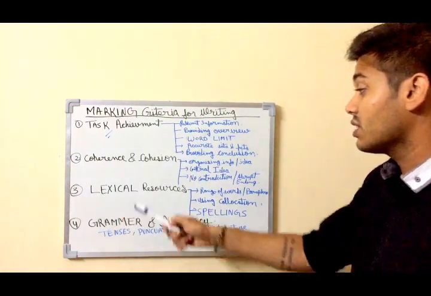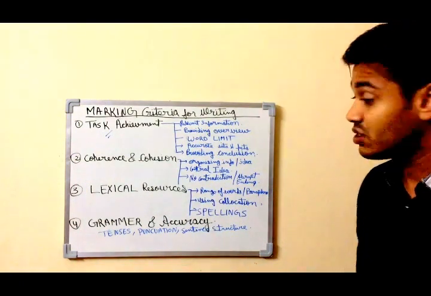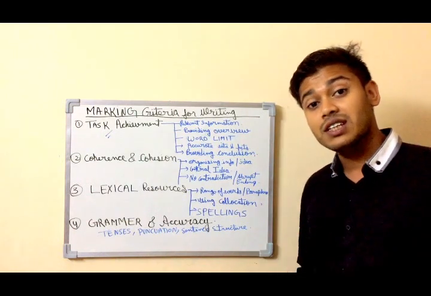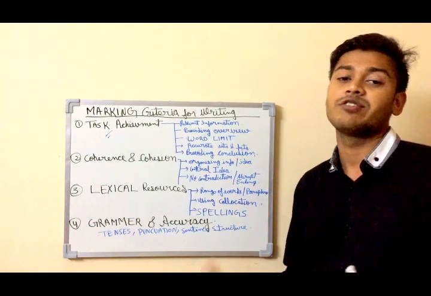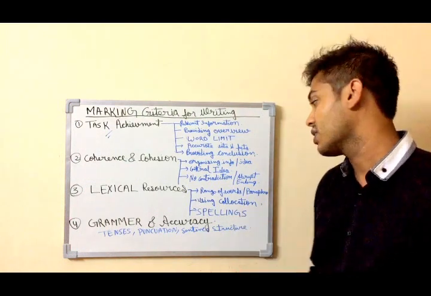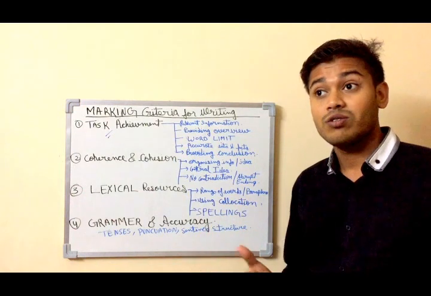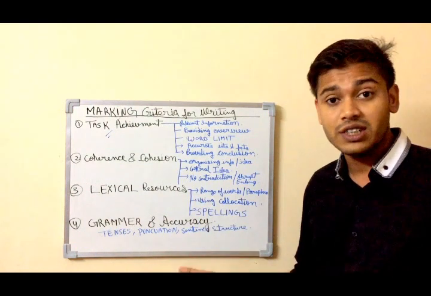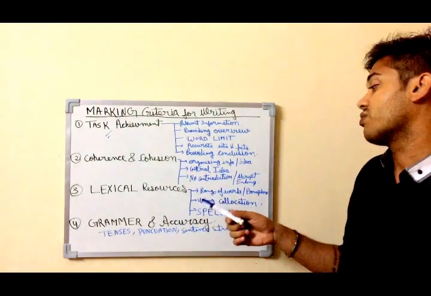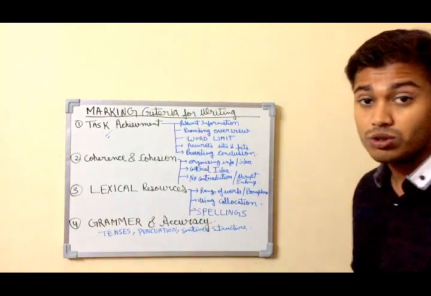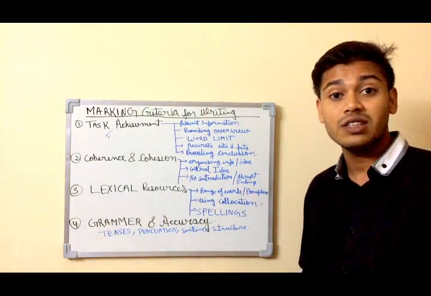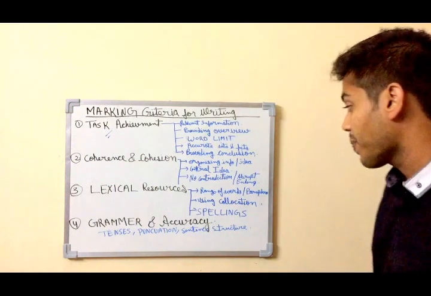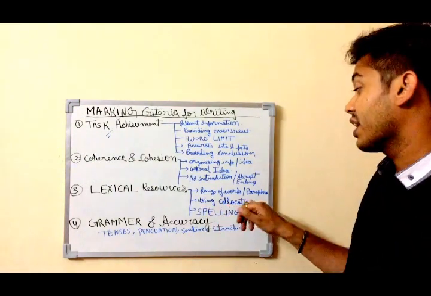Now the third point, which is lexical resources. So what are lexical resources? You can see here range of words and paraphrase. So what is paraphrase? Paraphrasing is writing the same sentence using different words. So you need to know how to paraphrase. And range of words, you can say range of words synonyms. You can use different types of synonyms. You can use idioms and phrases. So that comes under the range of words and paraphrasing. So this you need to know. You should know synonyms, you should know idioms and phrases, and you should know paraphrasing.